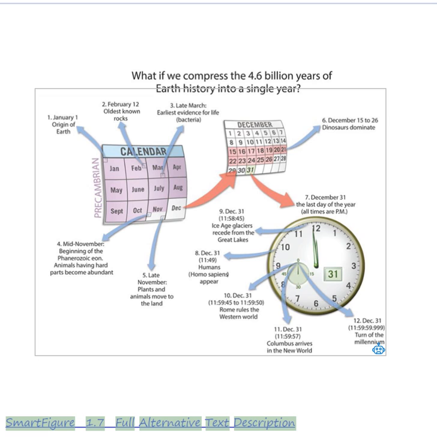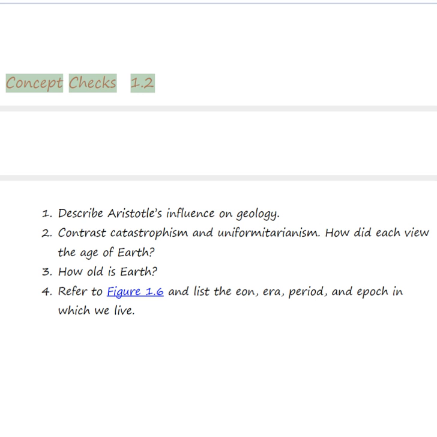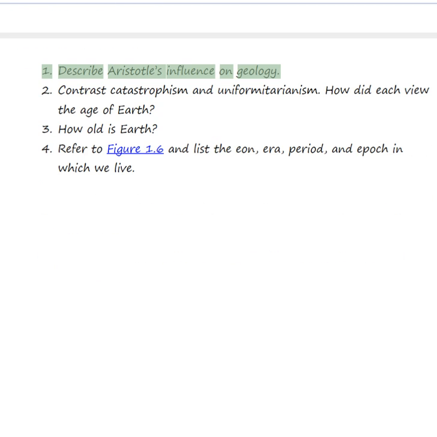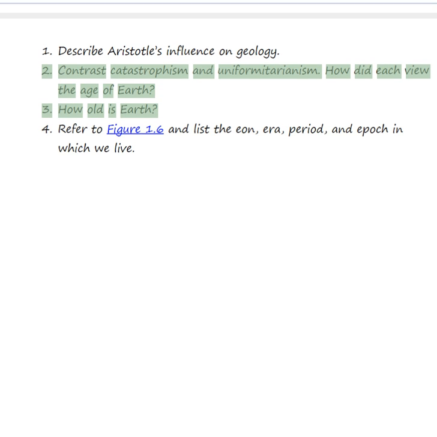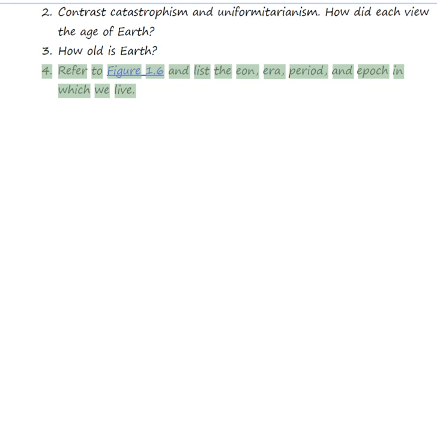Watch tutorial, Geologic time. Concept checks 1.2. 1. Describe Aristotle's influence on geology. 2. Contrast catastrophism and uniformitarianism. How did each view the age of Earth? 3. How old is Earth? 4. Refer to Figure 1.6 and list the eon, era, period, and epoch in which we live.